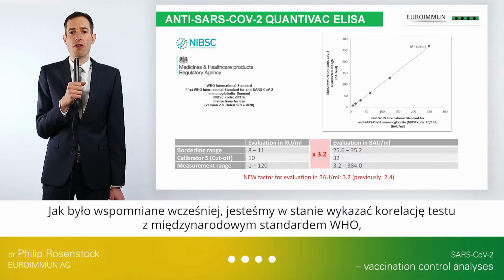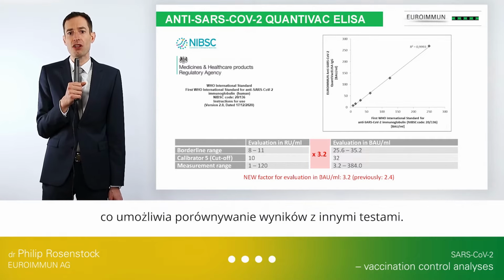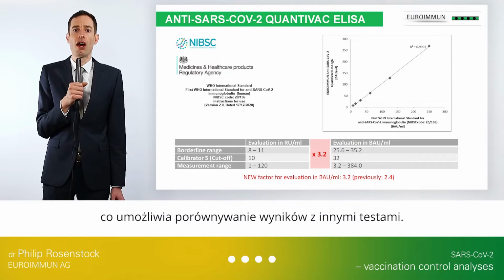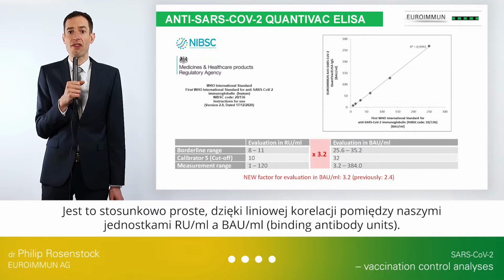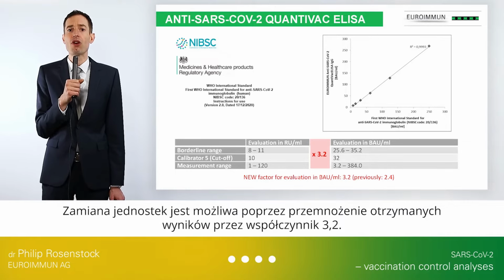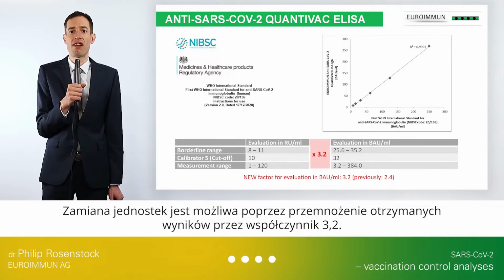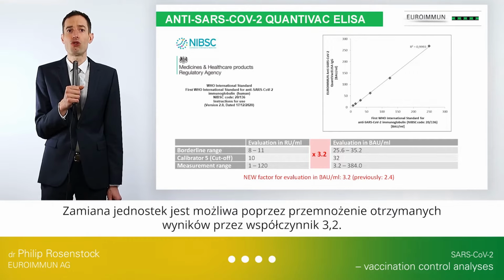As mentioned before, we have been able to correlate this assay to the WHO international standard preparation, so that standardization and the possibility to compare the results to other immunoassays is possible. And it is quite easy because we have a great linear correlation between our relative units given by the assay and the now established binding antibody units, BAU per ml. The conversion can be performed by just multiplying the results by the factor of 3.2.